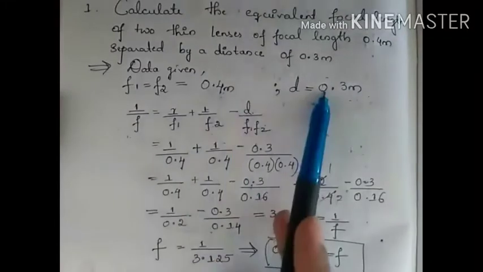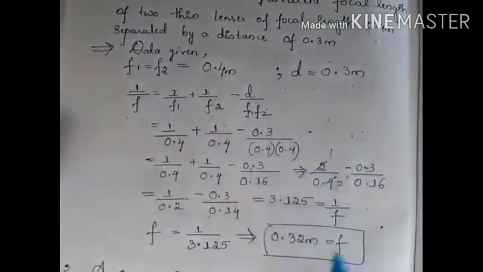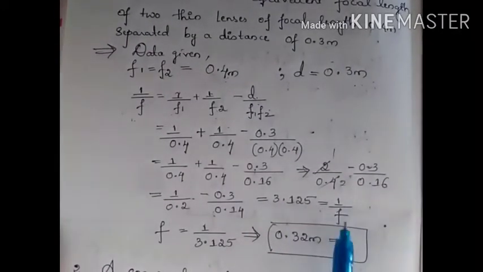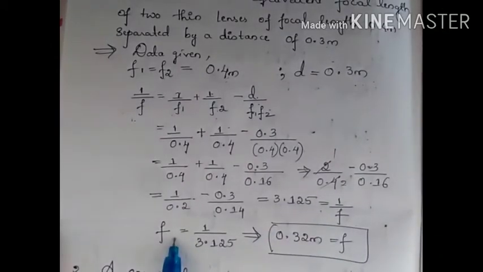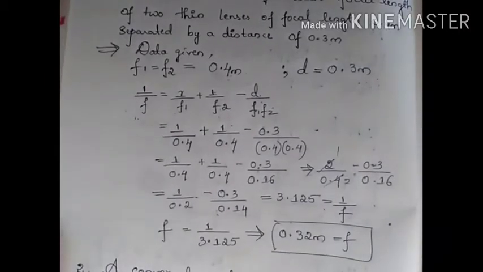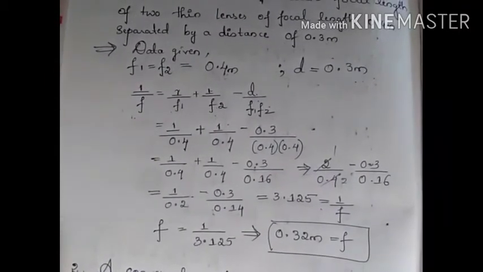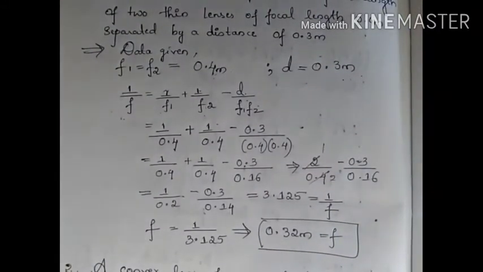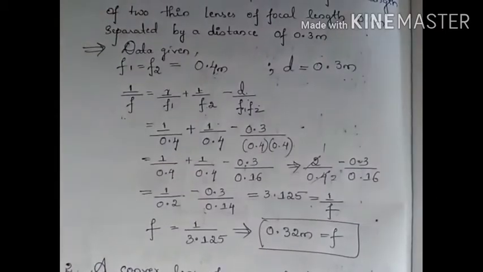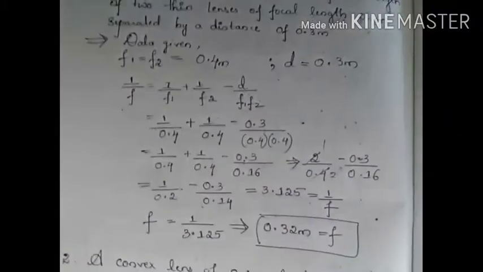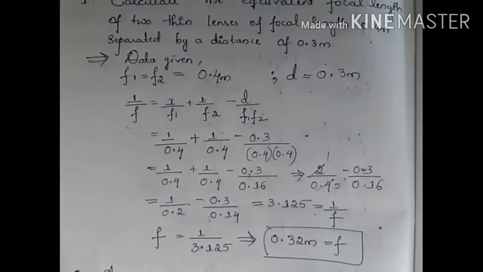If you substitute these values in this equation, then you directly end up getting the value of 1 by f as 3.125. Now if you take f to the left hand side, then what will be left is 1 divided by 3.125, and that is equal to 0.32 meters. So this is the answer, the equivalent focal length of two thin lenses which are separated by a distance of 0.3 meters. As simple as that. You have the formula, directly substitute the values given in the question, then you will get the focal length.